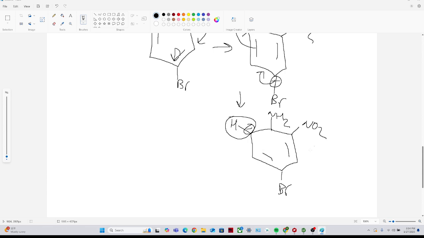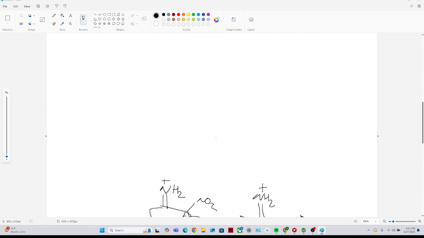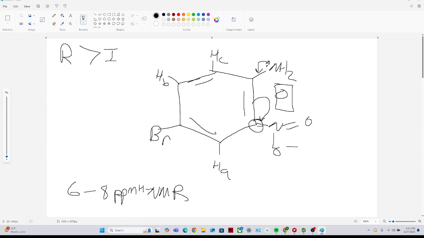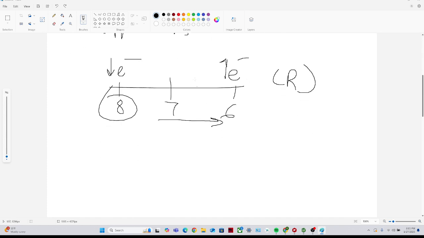And as a result of that, and I should actually be drawing more appropriate resonance contributors from here, what's important is that resonance is greater than induction. Even though all these groups are inductively withdrawing, the resonance is stronger. It's added to this area, and it's going to push this proton closer to the 6 mark. So I can imagine what I've labeled as HC to be somewhere here, okay?